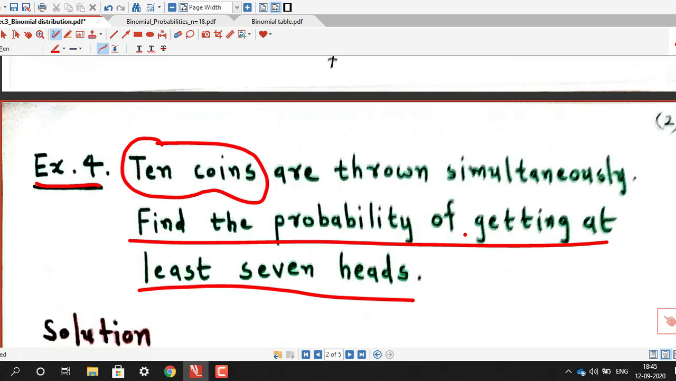So the random variable will be defined as the number of heads among these 10 tosses of a coin. If we toss a coin, there are two possibilities: either we get head or tail. Here the probability is required for getting at least 7 heads. So we will define the random variable to be the number of heads among 10 tosses of a coin, and success will be defined as getting a head.